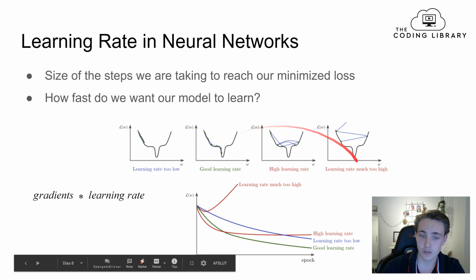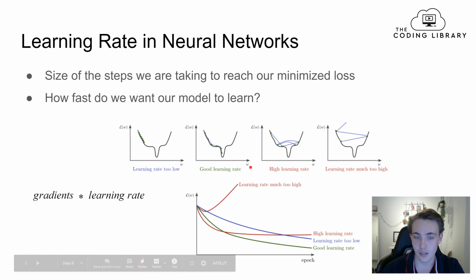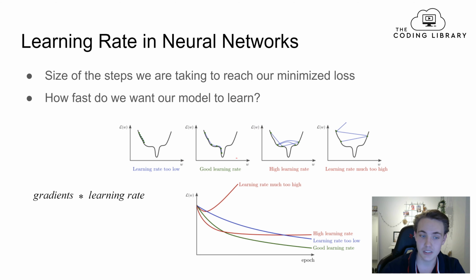We can see an example down here with different values of the learning rate. If we have too low a learning rate, we will not reach the minimized loss. The minimized loss is down here at the bottom, which is also the global minima. This is the objective to reach when we're training a neural network.